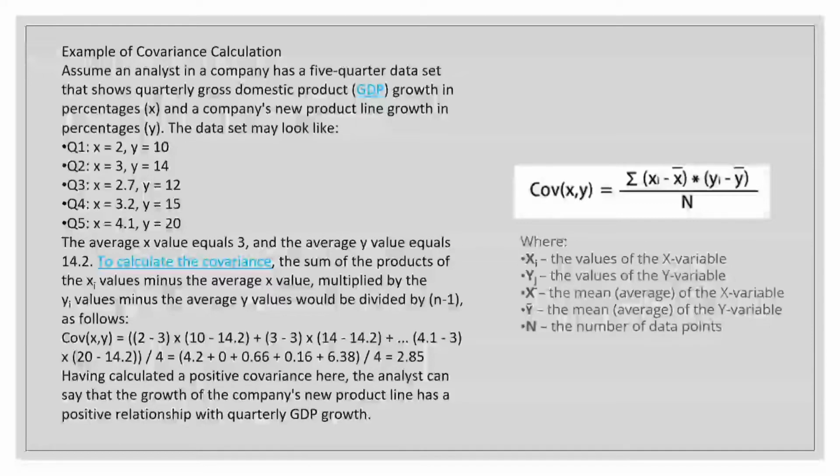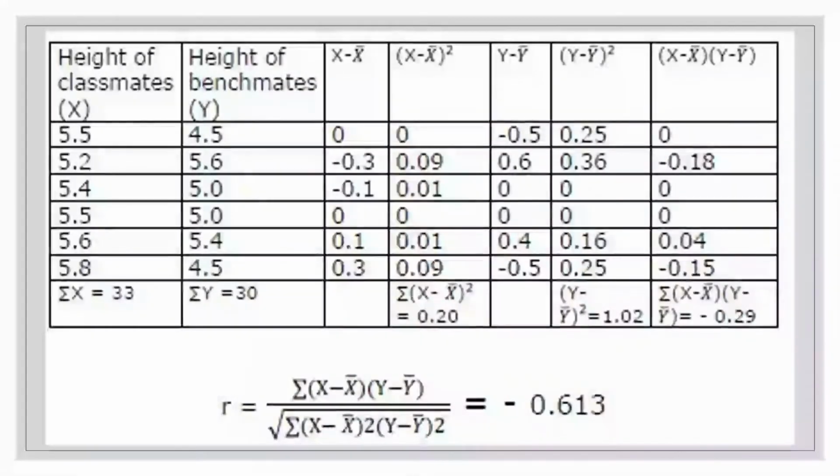So moving on to the next numerical. This is the numerical about Karl Pearson's coefficient of correlation. These are the two variables, height of classmates and height of benchmates, x and y. So the first thing that we do is we find out x bar and y bar. The x bar here is 5.5 and the y bar here is 5.0. Here we find x minus x bar for all the values, and it is 0, minus 0.3, minus 0.1, 0, 0.1, 0.3 respectively.